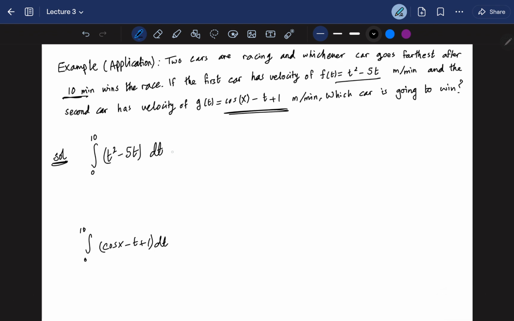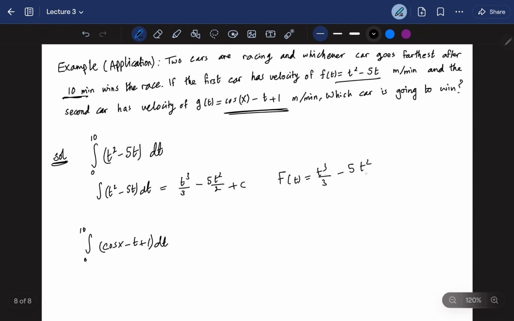And find it. So here, we're going to apply the same process like we did before. I want to find my antiderivative. But this is equivalent to finding the indefinite integral. Using the rules, this is just t cubed over 3 minus 5t squared over 2 plus c. So my antiderivative is just taking that as a special case with c equals 0.